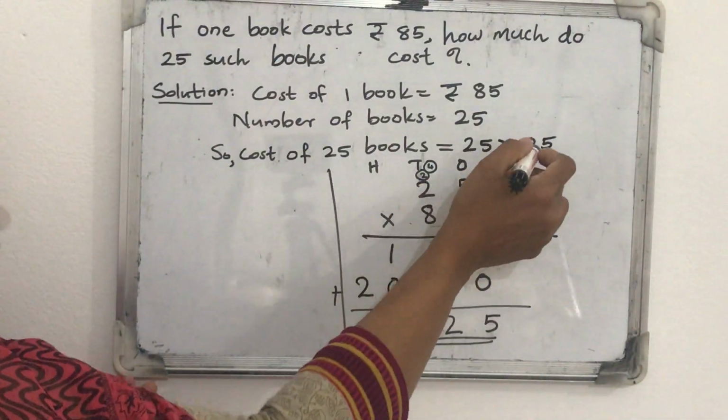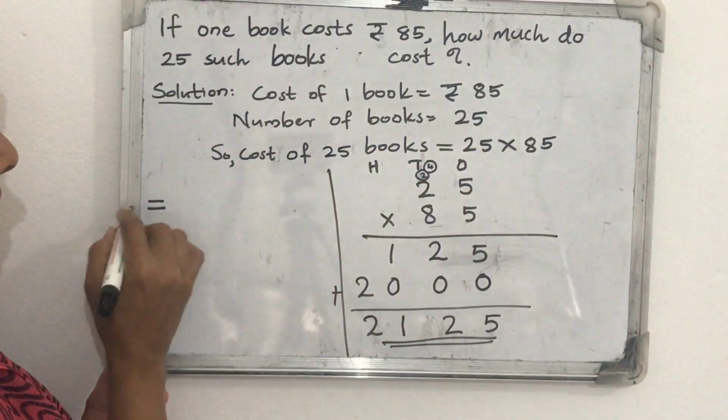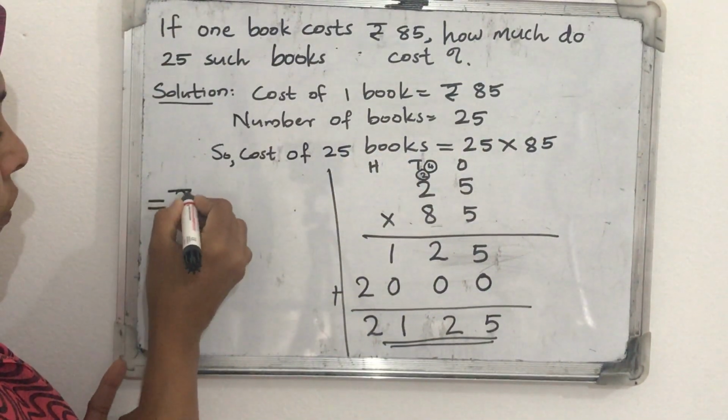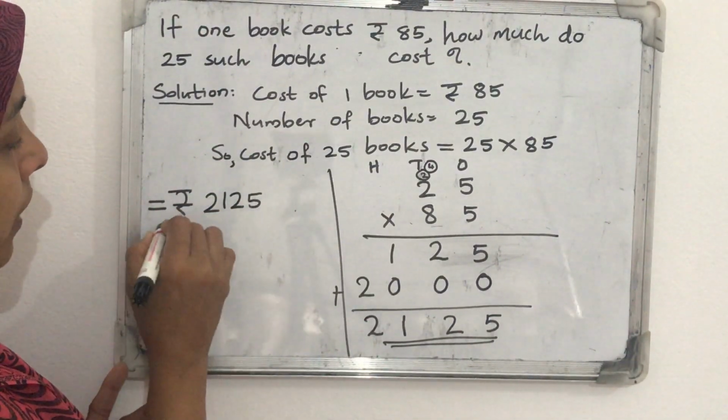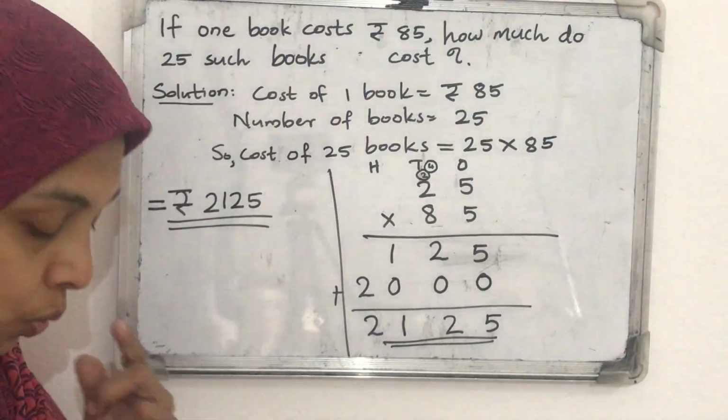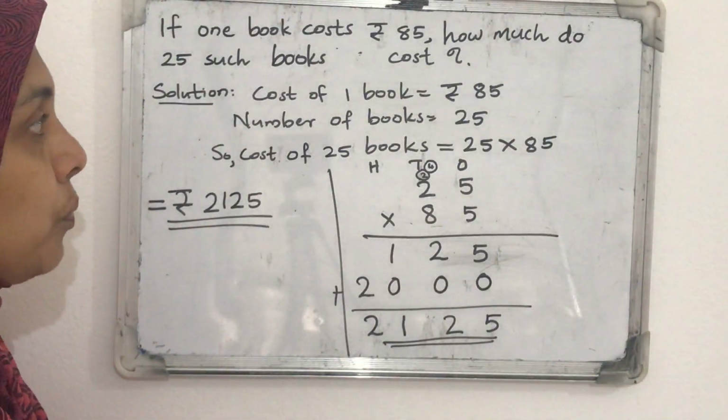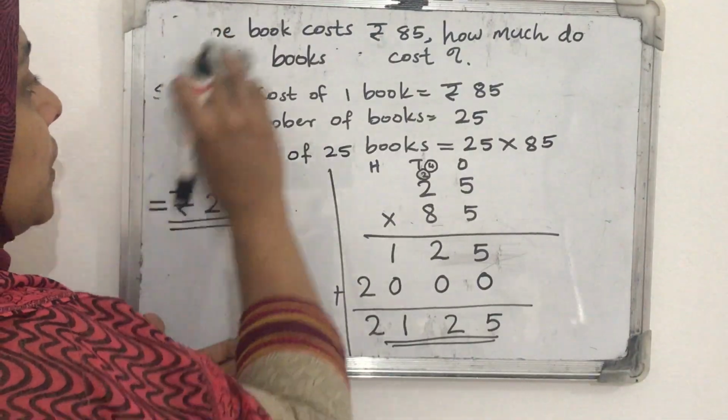2125. So after that, here we can write the answer as what is the total cost. Then using the rupees symbol, 2125 rupees. Okay, 2125 rupees.